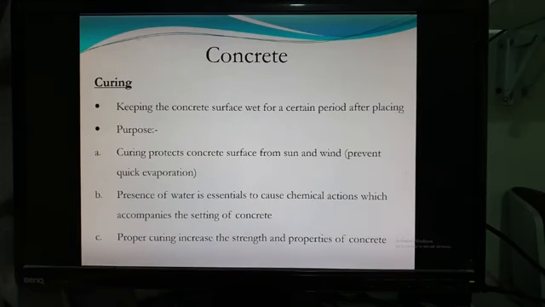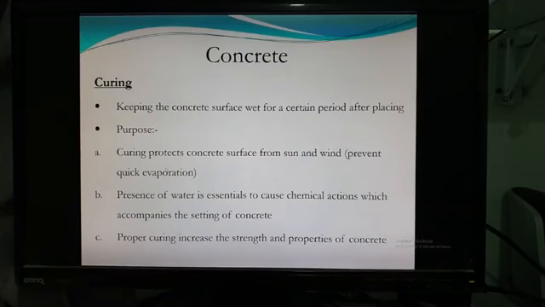Curing protects the concrete surface from sun and wind. So we do not want the curing process to happen too quickly. This will result in high stresses in the concrete, which will cause a lot of cracks. So we want the curing process to happen rather slowly, so that we do not introduce a lot of stress to the concrete structure.